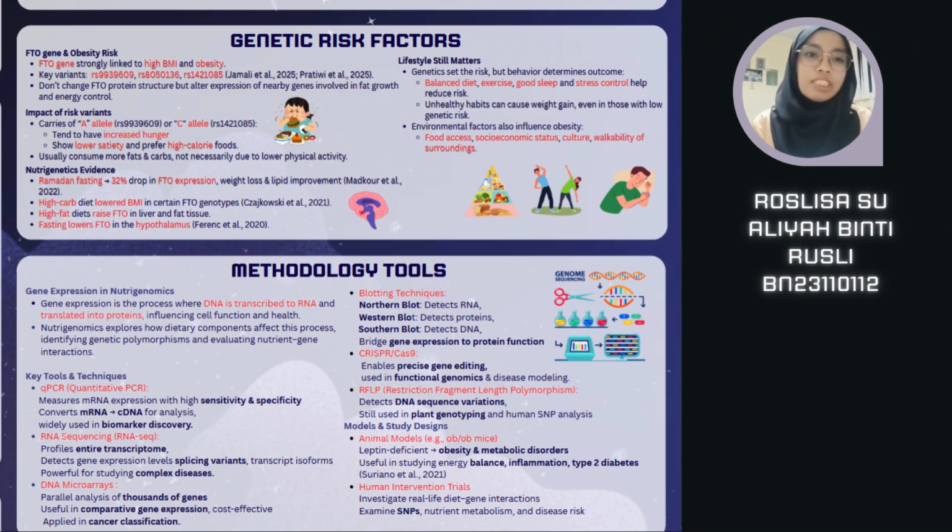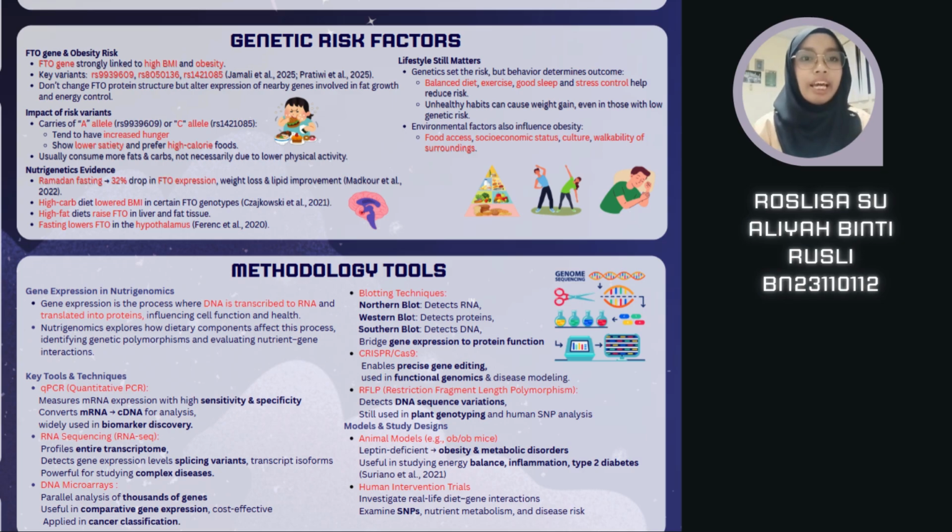Now, let's look at genetic risk factors, particularly the FTO gene, which is one of the most studied genes linked to obesity. The FTO gene has been strongly associated with higher BMI and obesity risk. Key variants like RS9939609, RS8050136, and RS1421085 don't change the structure of the FTO protein itself. Instead, they affect how nearby genes are expressed, especially those involved in fat storage and energy balance.